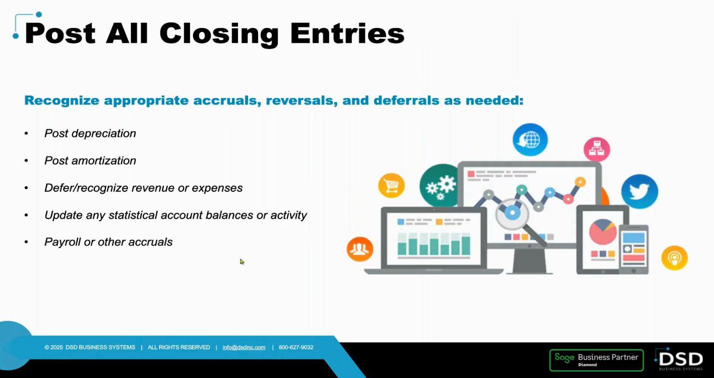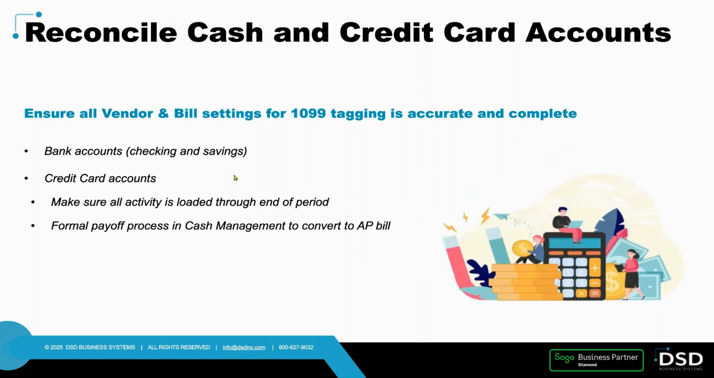Okay, let's go ahead and go to posting all closing entries. We want to identify and process any of the necessary accruals, reversals, and deferrals. That would consist of posting depreciation and amortization entries, recognizing deferred revenue and expenses appropriately, updating the balance or activities in the statistical accounts, and then addressing any outstanding payrolls or any other accruals that we may have out there still.